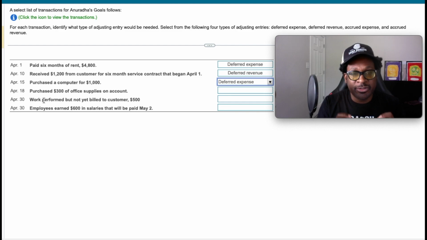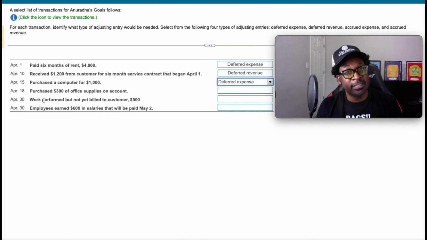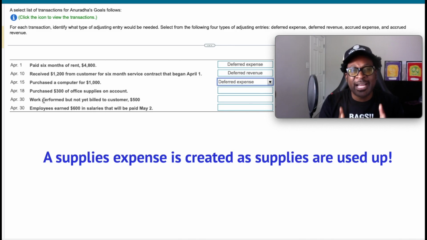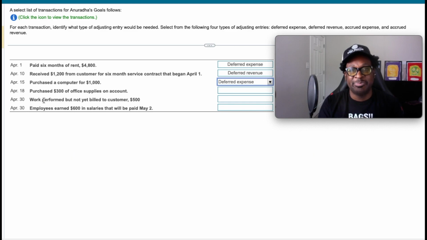Next, purchase $300 of office supplies on account. So this is yet another example of purchasing supplies on account, purchasing an asset but creating a liability. The unique thing about these supplies, gang, is that we purchase supplies as an asset, but as we use these supplies up, we record an expense. We debit supplies expense every time we are using up our supplies. So the fact that we purchased this particular asset and the expense for using up this asset hasn't been created yet, we're going to consider this to be an example of a deferred expense.